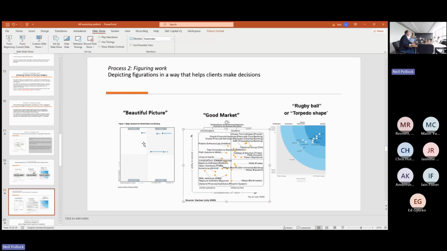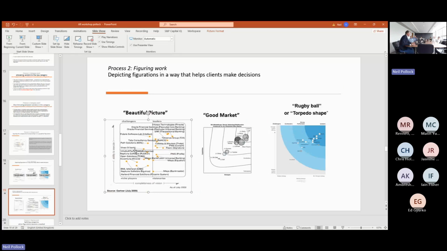Here's an example of a picture that is not beautiful. This Magic Quadrant has only four or five vendors on it, and they're more or less all in the same category. They're all leaders. So what kind of choice is that for the client? There's not much to really look at. And this one here is not beautiful either, because it's quite confusing. If I'm not having a pee, I can't understand that. I've got to sit down.